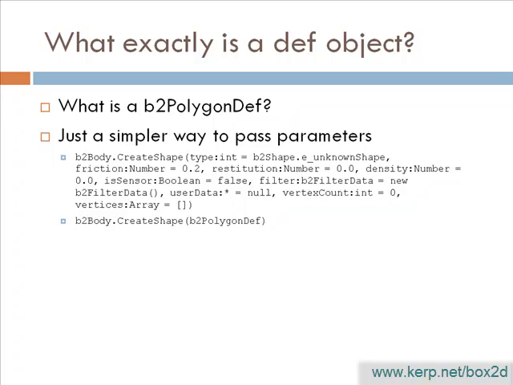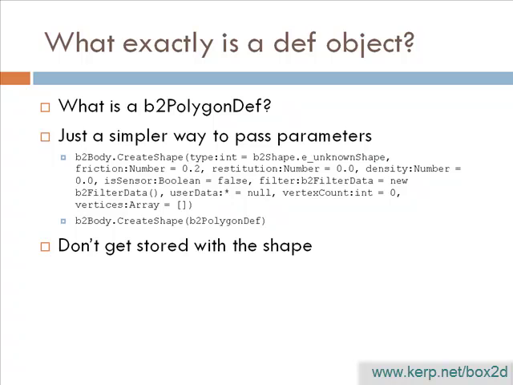I guess we do get some extra functionality with turning it into a def object. We're able to, for example, use the setAsBox function so that we can create the vertices without having to do them by hand. So we get a little extra functionality there. But really, it's just a simple way to pass a whole bunch of parameters. As far as I can tell, they do not get stored with the shape. Once you've used it to create the shape, it's done.